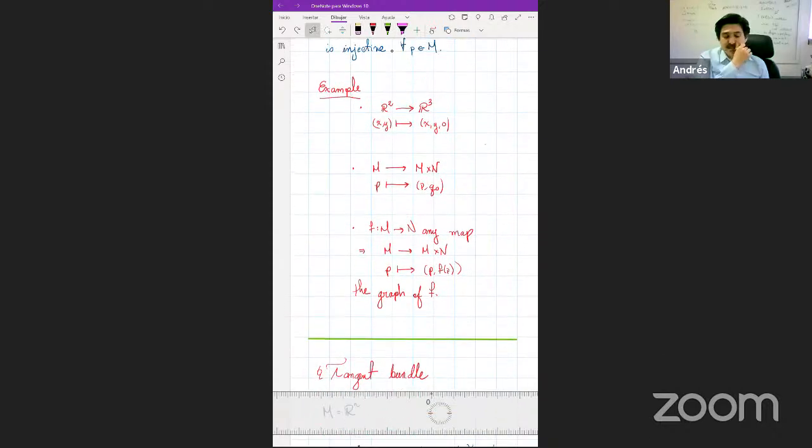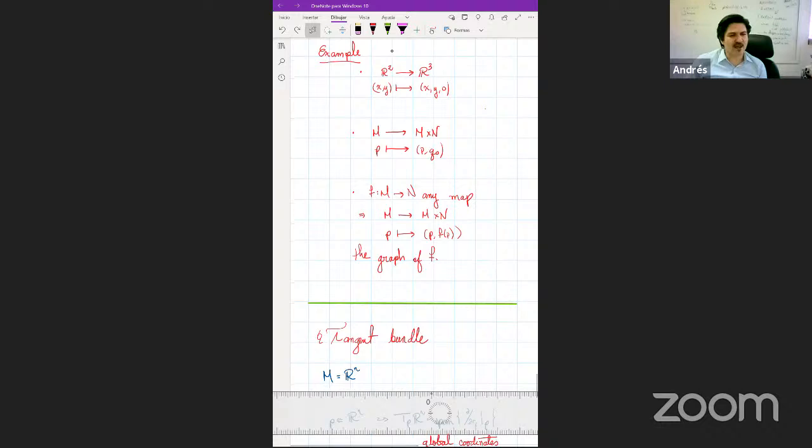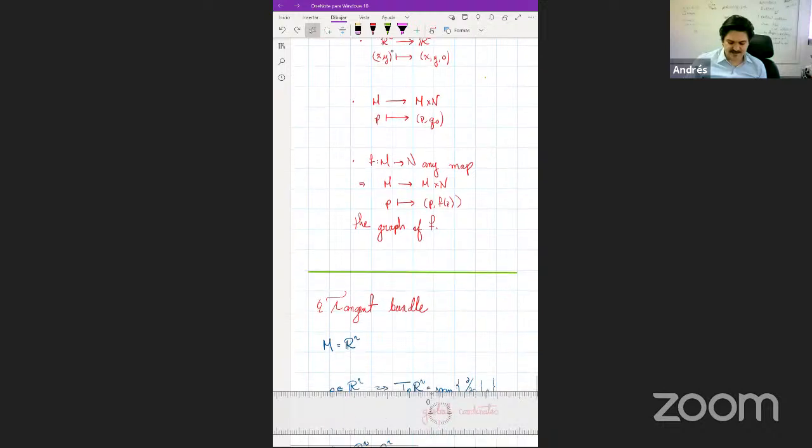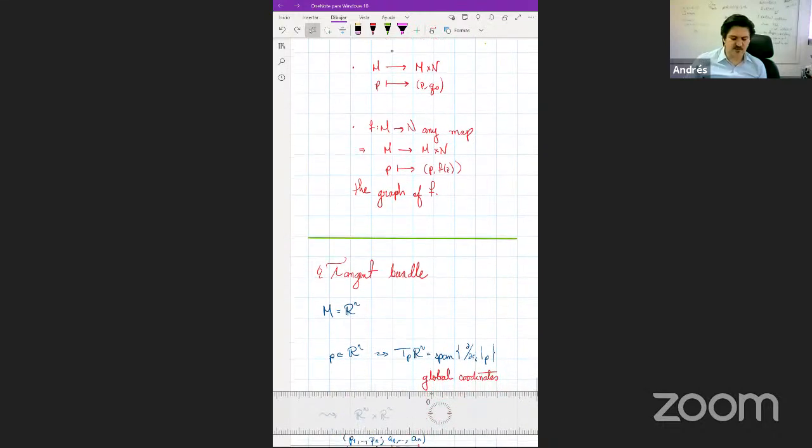So for the last 10 minutes, let's try to see a little bit about tangent bundles. We will not have time to see the dimension, but we have enough time to have a feeling, because this is something that you have seen before in multivariable calculus. So that's why I'm making the example to be Rn. Right, so we have Rn, and for a point, we always have the tangent space.